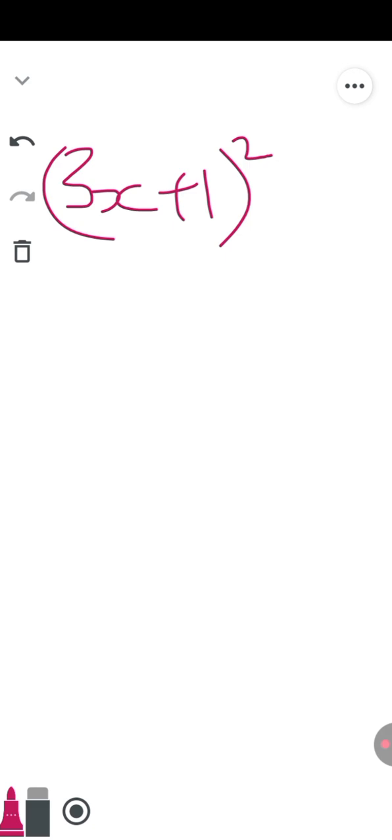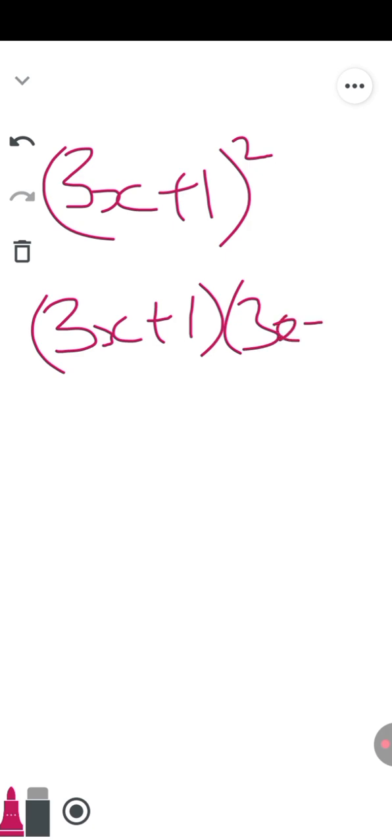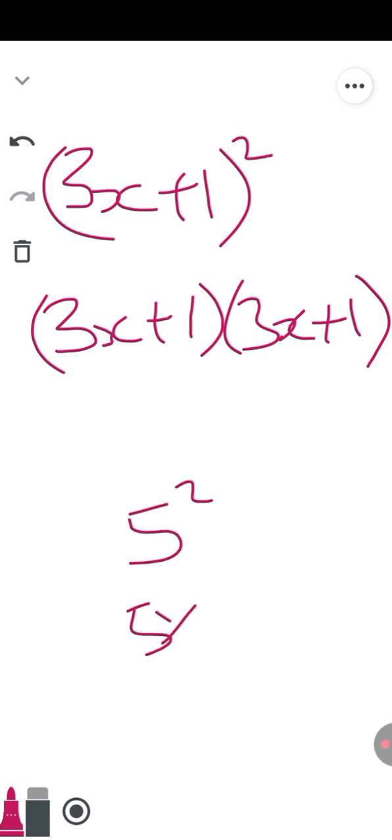It means multiply 3x plus 1 with 3x plus 1. That's the meaning. If I give you 5 squared, what does 5 squared mean? It means 5 times 5, right? Multiply 5 by 5. You get that?